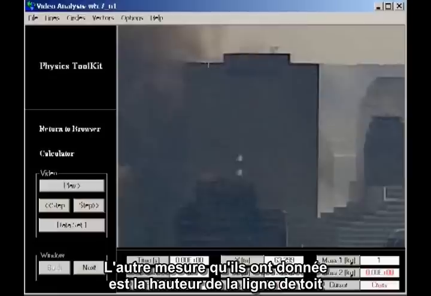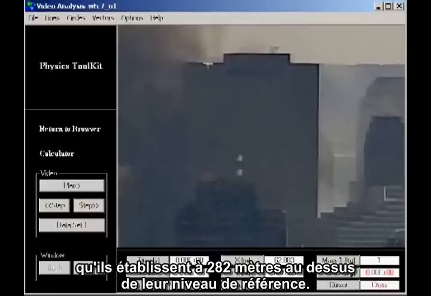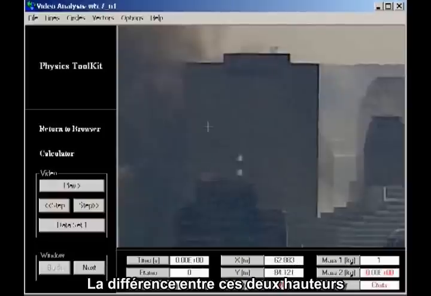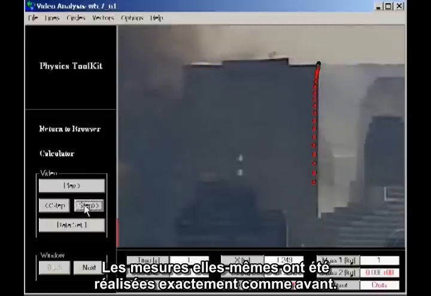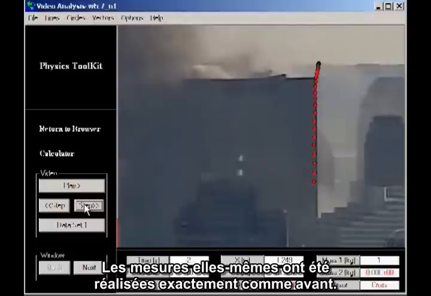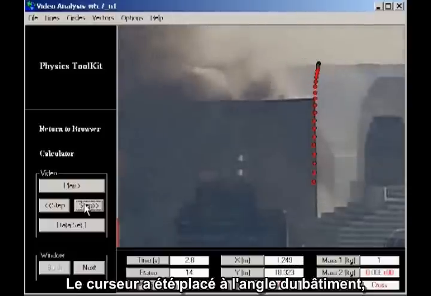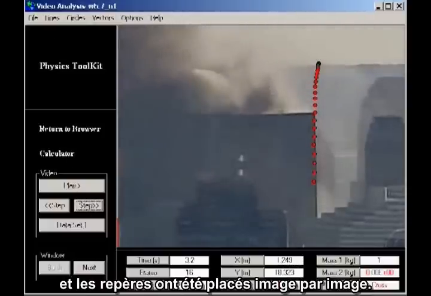The other measurement they give is the height of the roof line, which they state is 925 feet 4 inches above their baseline. The difference of these two heights converted to meters is the basis for the calibration of this video. The actual measurements were done exactly as before. The cursor was placed on the corner of the building and marks were placed frame by frame.